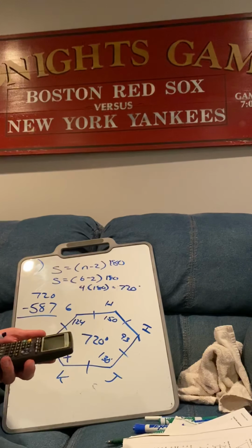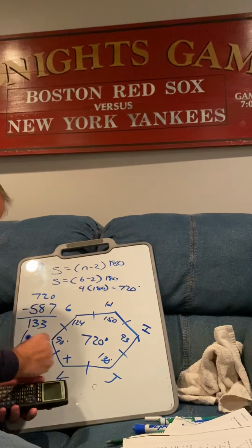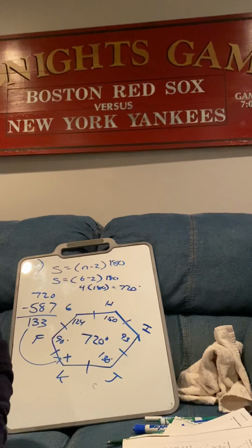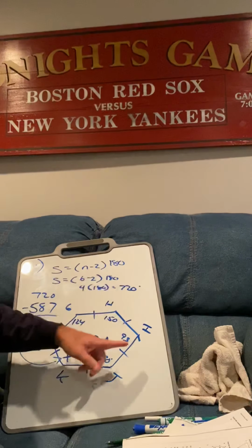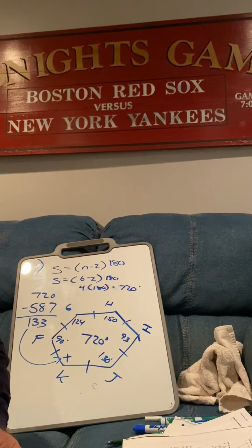So 720 minus 587 means my missing angle, x, is going to be 133, because again, the whole thing has to add up to 720. Okay, that's how we do problems 4 through 9. Figure out how many degrees the figure has, add up the angles they give you, and subtract it from it to get the missing one.